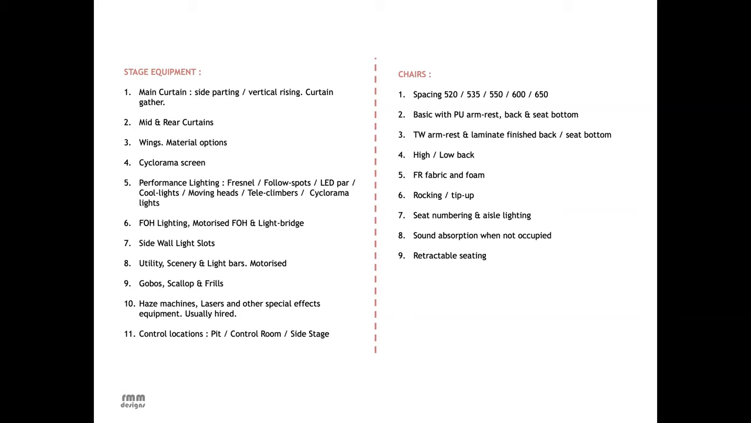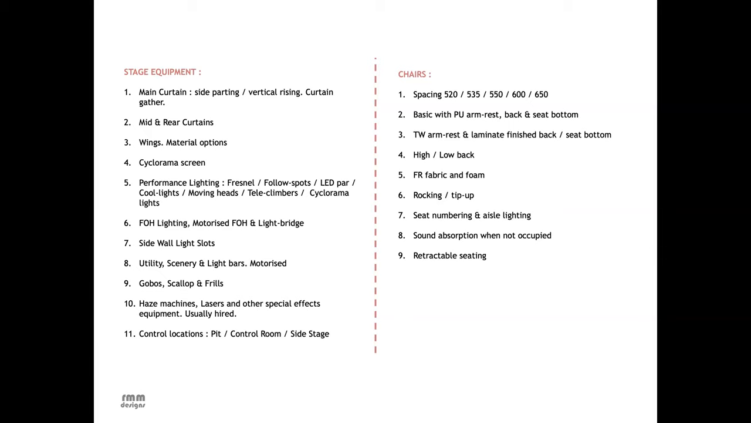But typically, as your capacity starts increasing, and when you have 1,000, 2,000, 3,000 capacity theaters, then the seating spacing should not be more than 535. Because otherwise, your rows will go so far back that you will see the stage is very small. So that's why for larger capacity auditoriums, typically 535 is what you should aim for as the center to center for the chairs. 520 is also done, but 520 sometimes tends to become very, very tight.